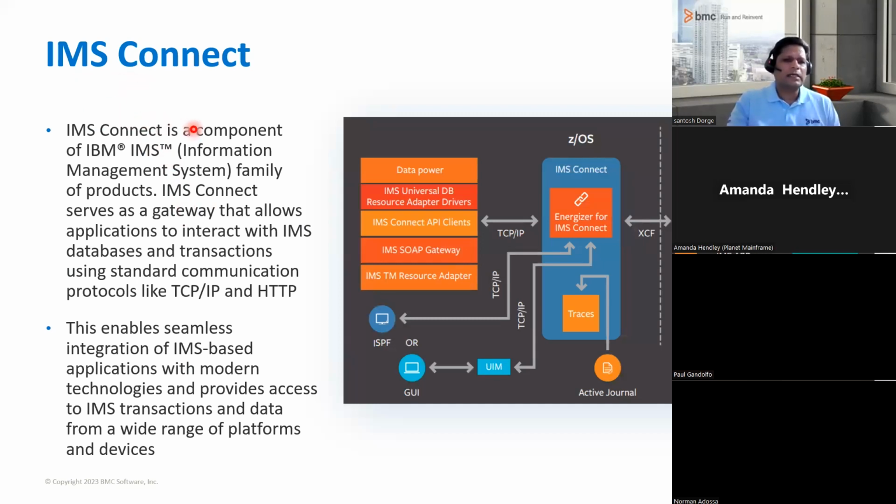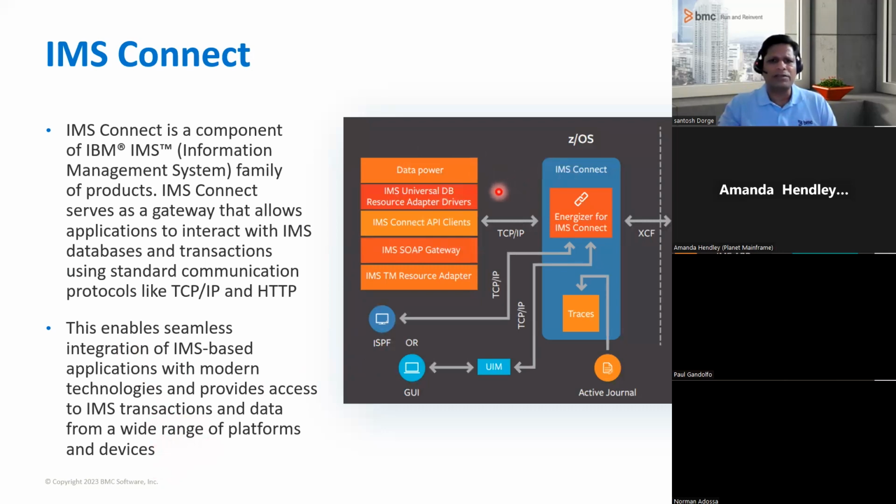IMS Connect is a separate address space in IMS. It's a component of the IBM IMS family of products. IMS Connect serves as a gateway that allows applications to interact with IMS databases and transactions using standard communication protocols like TCP/IP and HTTP. This enables seamless integration of IMS-based applications with modern technologies and provides access to IMS transactions and data from a wide range of platforms and devices.